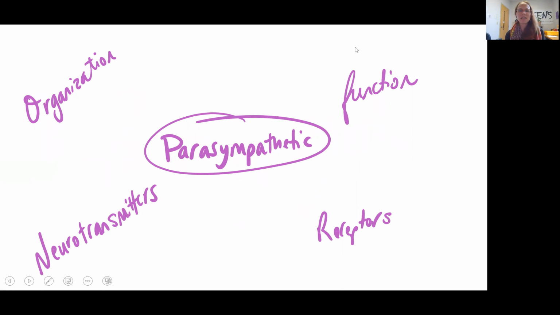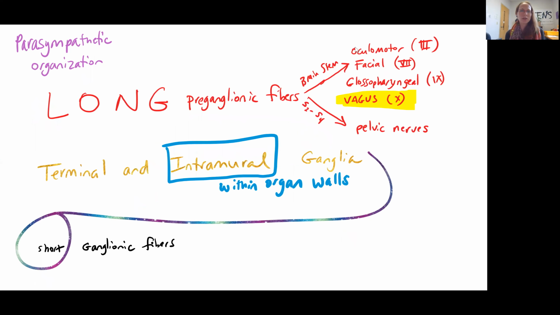Okay, so just like in the sympathetic division, we need to pay attention to the same type of information for parasympathetic. We need to know how it's organized. We need to know the basic functions. We also need to be familiar with both the neurotransmitters that are released and then the types of receptors that those neurotransmitters will bind with. So let's look at organization first. So here we have a nice summary of the organization of the parasympathetic division.